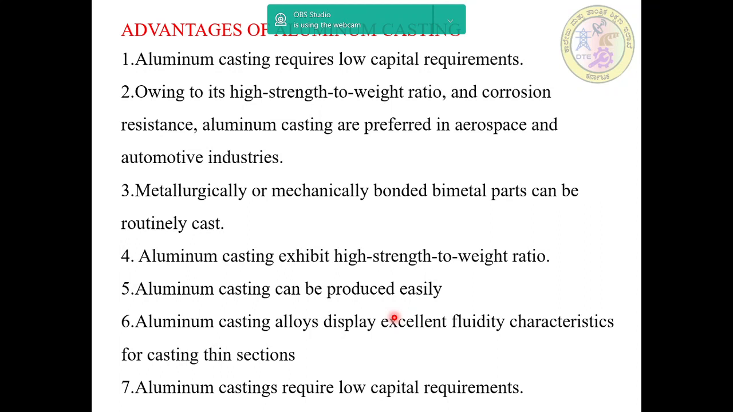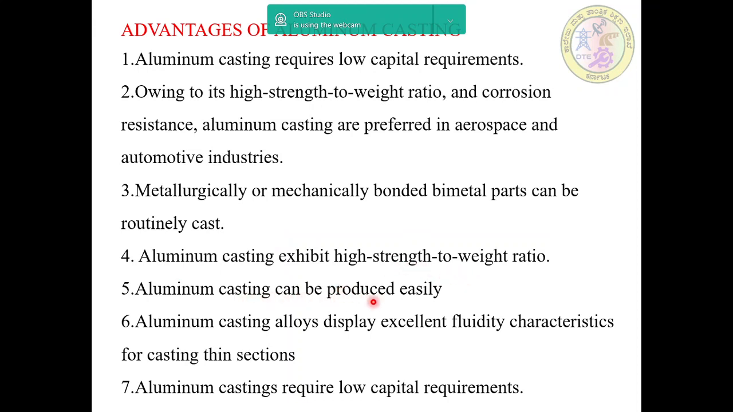And while using aluminum castings, these are the main advantages. Aluminum casting requires low capital requirements owing to its high strength to weight ratio and corrosion resistance. Aluminum castings are preferred in the aerospace and automotive industry. Metallurgical or mechanical bonded bimetal parts can be routinely cast.